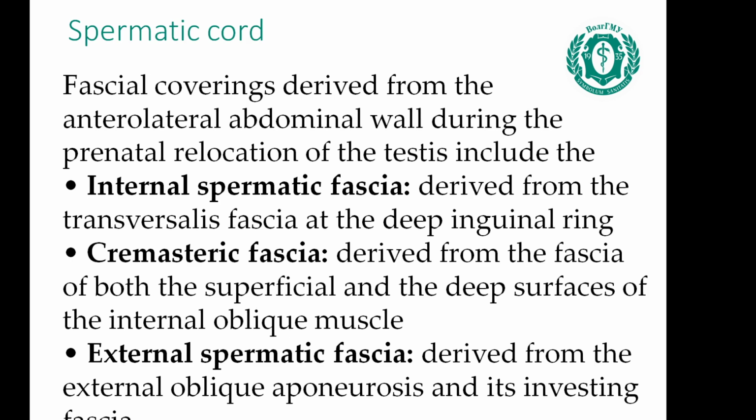Fascial coverings derived from the anterolateral abdominal wall during the prenatal relocation of the testis include the following: internal spermatic fascia, derived from the transversalis fascia at the deep inguinal ring; cremasteric fascia, derived from the fascia of both the superficial and deep surfaces of the internal oblique muscle; and external spermatic fascia, derived from the external oblique aponeurosis and its investing fascia.